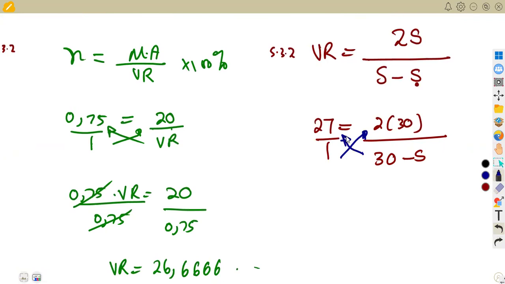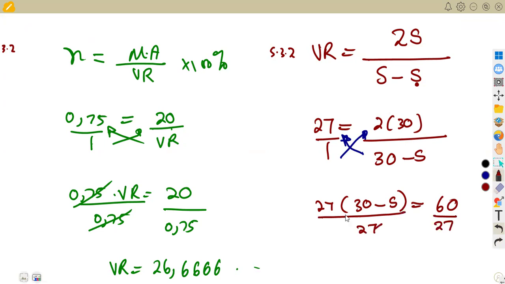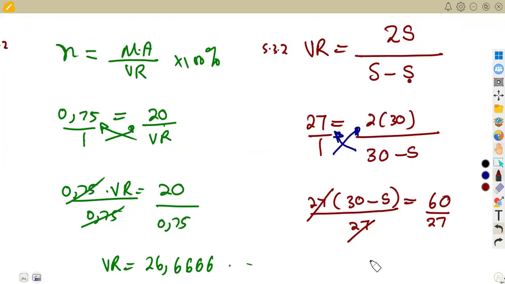We are now back to maths. So 27 is going to affect everything in this bracket. So that's 27 times the bracket of 30 minus S is equal to 1 times 2 times 30. If you multiply 2 times 30 there, that's 60. So instead, we can just divide by this 27, divide by 27 here, divide by 27. So we are going to be left with 30 minus S like this.